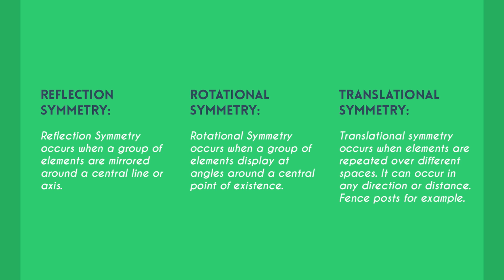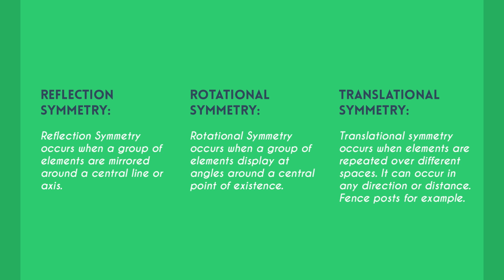So talking of symmetry, the three things we just talked about, the symmetrical, asymmetrical, and radial balance and mosaic balance, four things, sorry, they all use different types of symmetry. Now, reflection symmetry is when an element or group of elements are mirrored around a central line or axis. So that's the same as symmetrical balance, but the type of symmetry is called reflection symmetry. Rotational symmetry is when it occurs around a central point of existence.